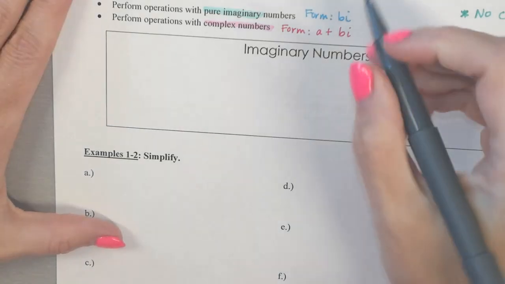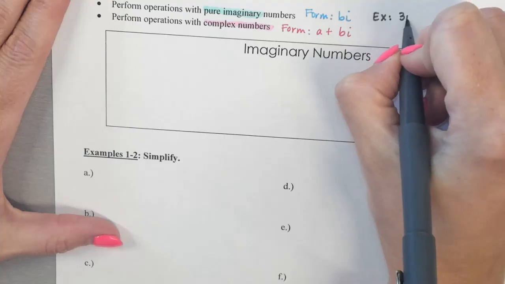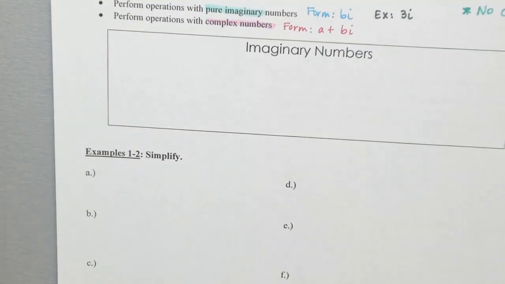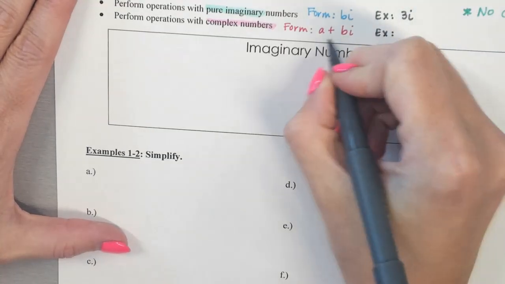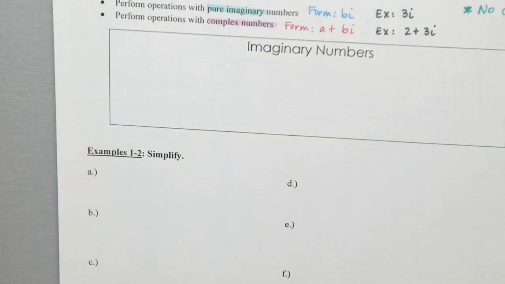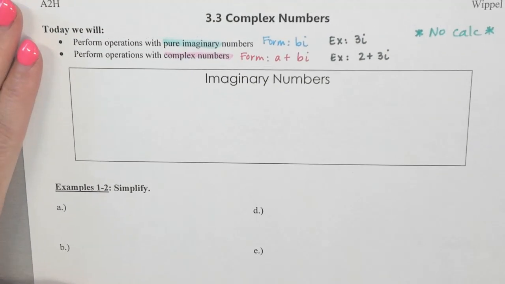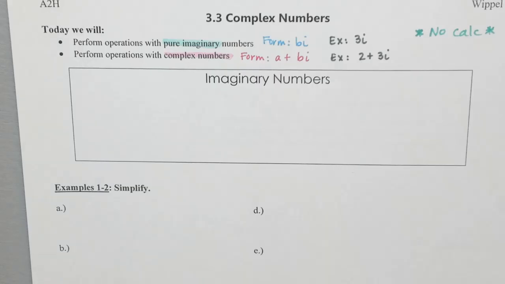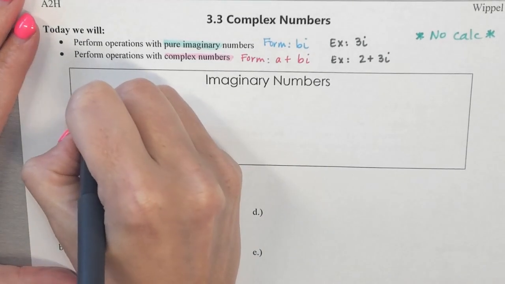Let's write down an example of each because I know you've never seen these before, so it's probably a little confusing. An example of a pure imaginary number would be something like 3i. And if you had a complex number, 2 plus 3i would be an example of that. We're going to be working with radicals today, without a calculator. So imaginary numbers, we're going to define them.